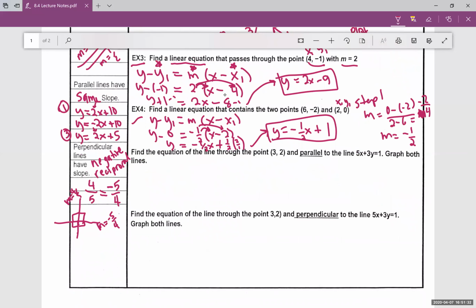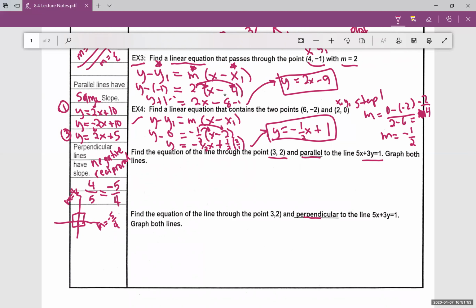Okay, now for probably the most challenging part here. This is where we're going to start talking about our parallel lines, which have the exact same slope. And then we'll actually graph those, so I'll prove it to you. And same with the perpendicular ones. Find the equation of the line through the point (3, 2) and parallel to this line.